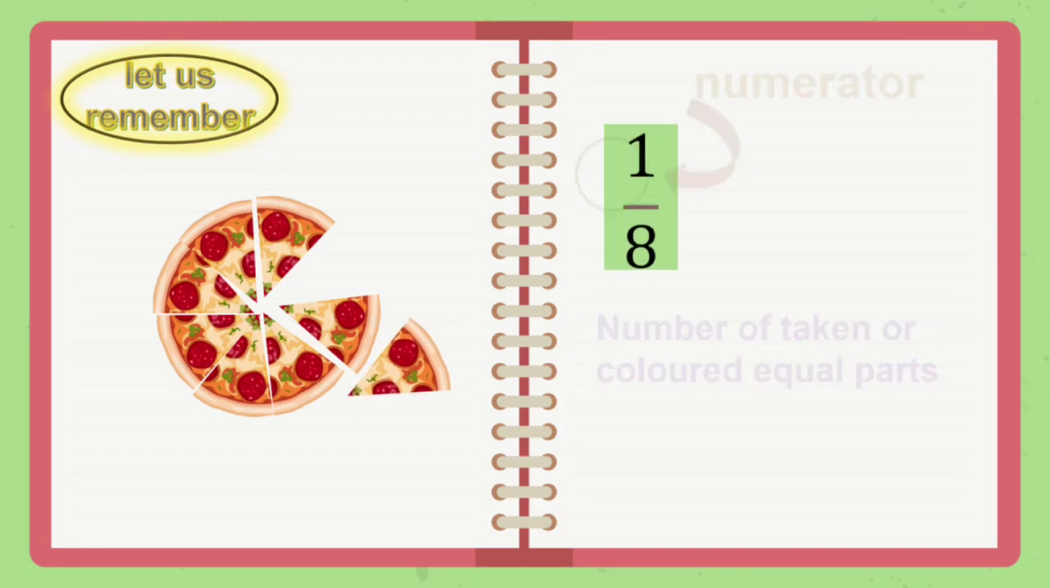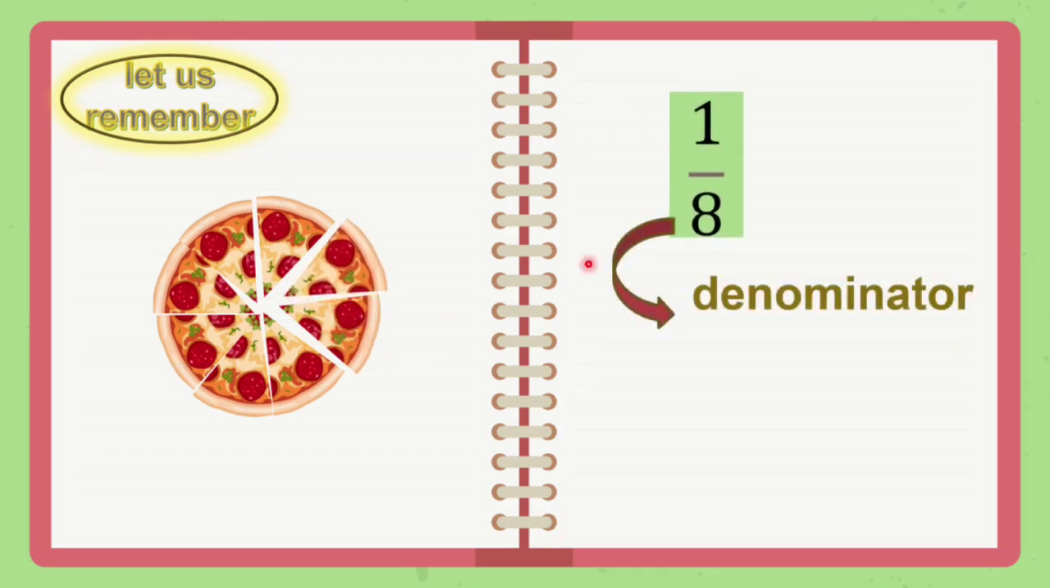Okay, what about the denominator, guys? The denominator in this fraction is equal to 8, and it represents what? It represents the number of equal parts into which we divide the shape or the pizza. We divide the pizza into 8 parts. So the denominator is the number of all equal parts. That's right.